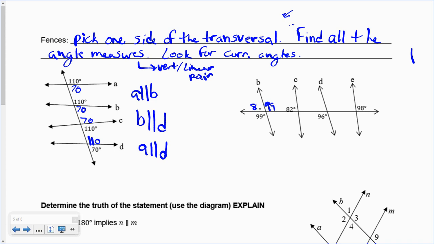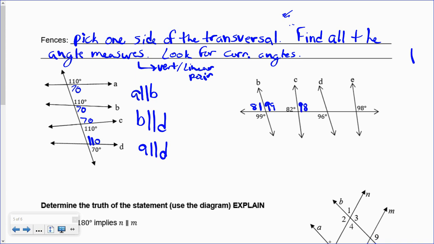81? No. Isn't that 81? No, it's not 81. What am I talking about? It is 81, because you have to get it to 180. 180 minus 99. Does everybody understand how I got those two? Vertical and then linear. Alright, how do I find this angle next to the 82? 180 minus 82. Okay, so that's 98.